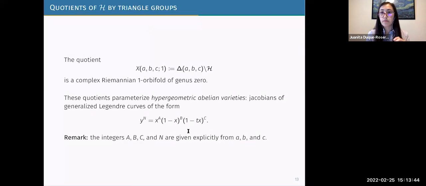And we can ask the same questions. Can we put some level structure that tells us a little bit more about our Jacobian varieties? And then can we study different congruence subgroups of these triangle groups? The answer is yes to all of those questions. So first, we are going to focus on level structure.